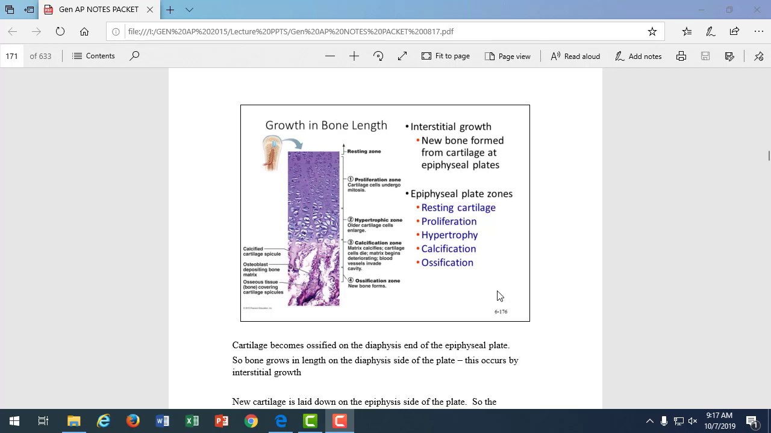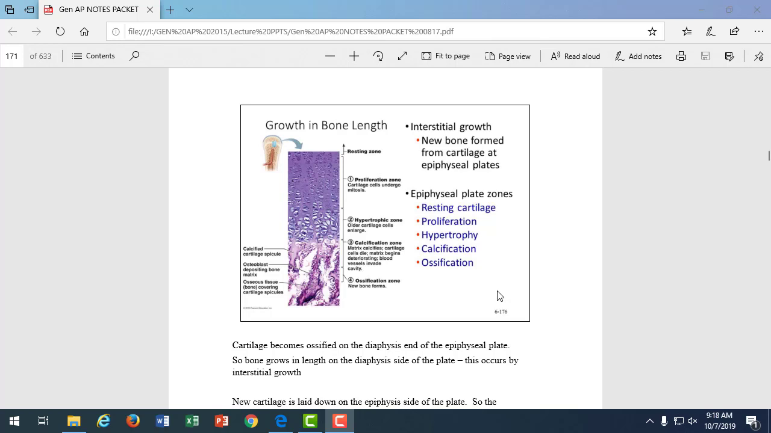So if we look at an x-ray, we're going to see a dark spot where that hyaline cartilage is because it doesn't absorb the x-ray. And it just looks like a dark material there. So that is a sign that the bones are still growing. But if there is no dark area where that growth plate should be and there's just a line, that means it's ossified and the bones are done growing in length.